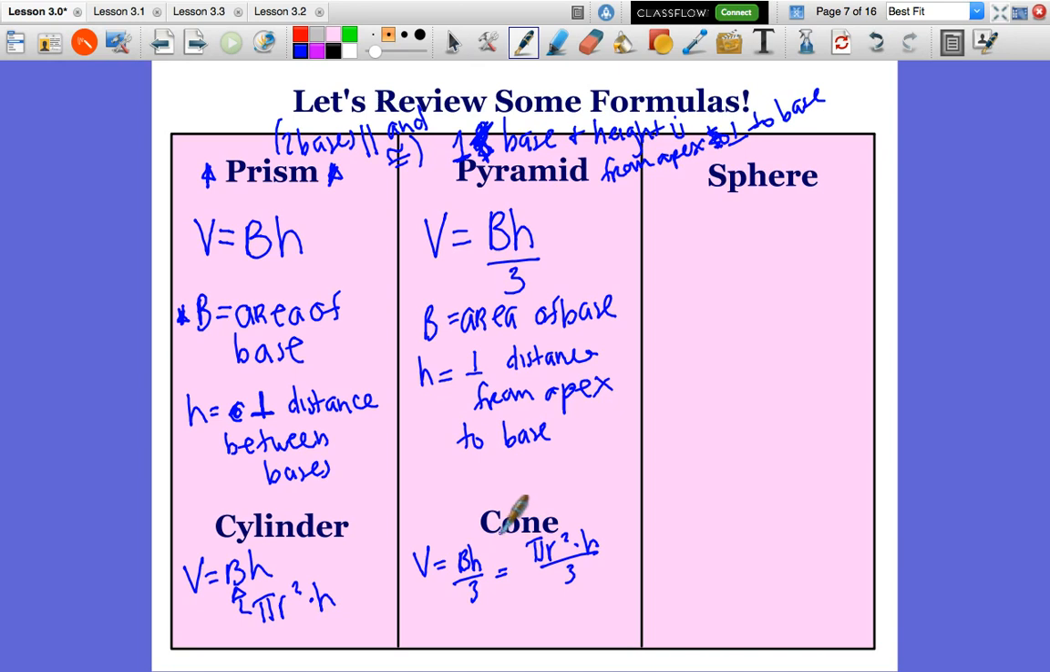Fantastic. And then sphere. A sphere only has one dimension. Should I try to draw one? Nobody's there to tell me not to. That looks like a circle. I have to do something like this. Oh, that wasn't bad, right? So the radius is really the only dimension of a sphere. So the volume of a sphere is going to be 4/3 pi r cubed.